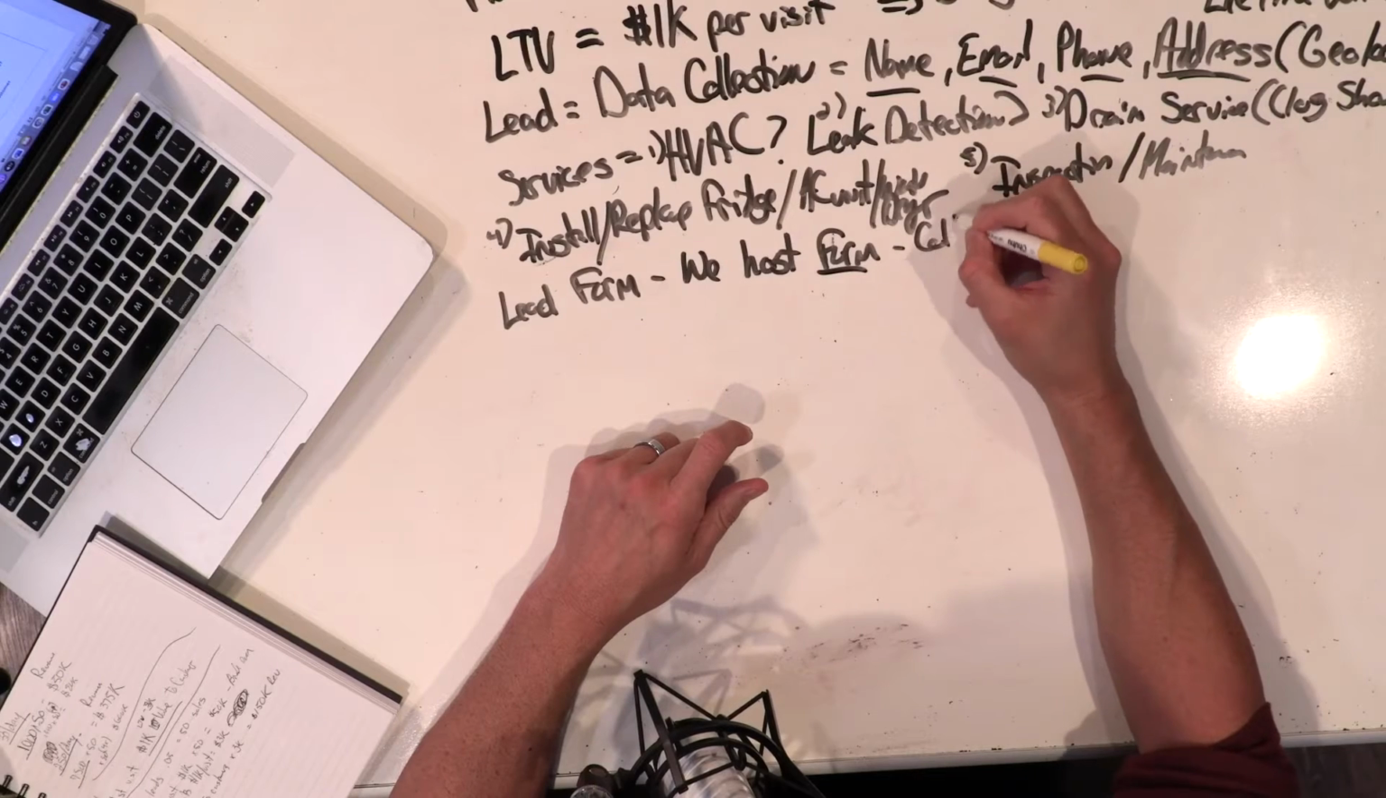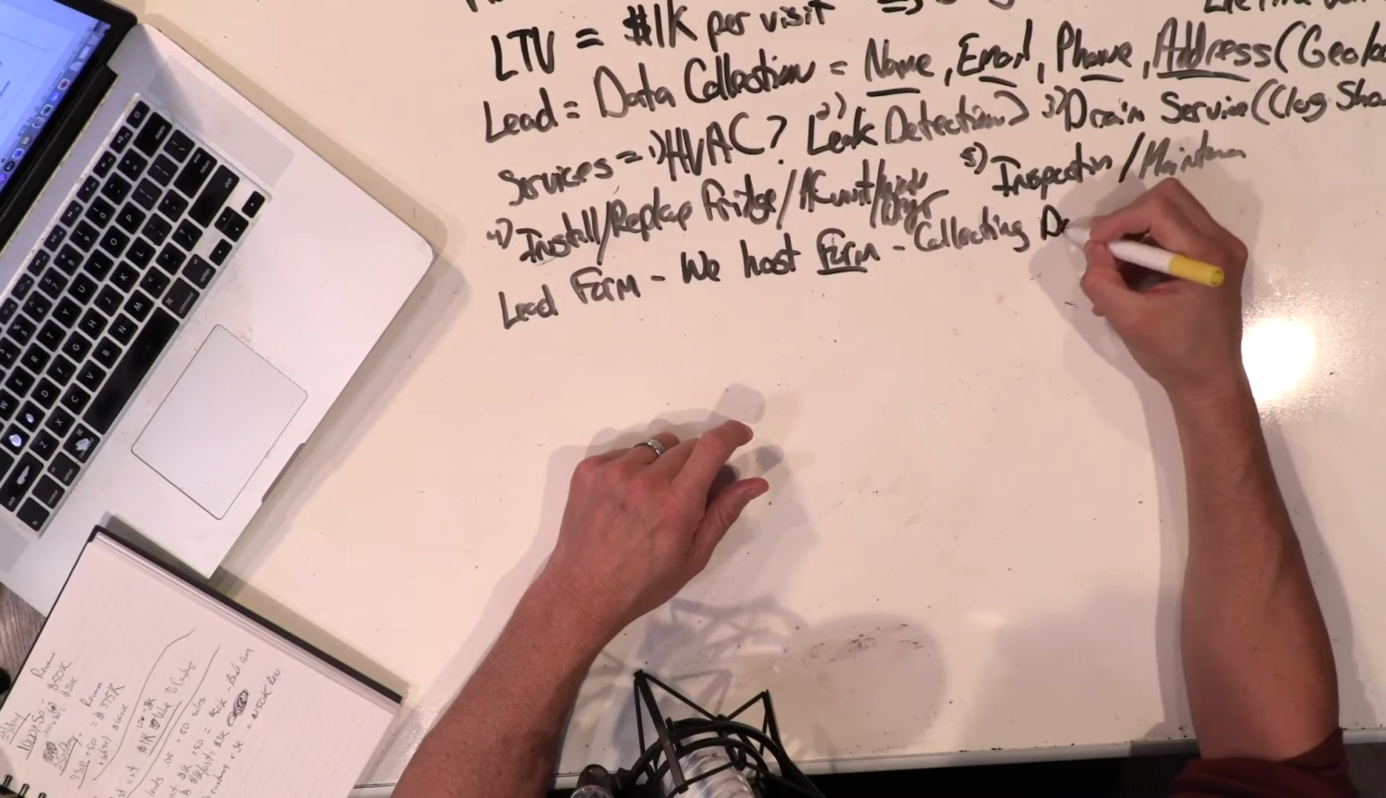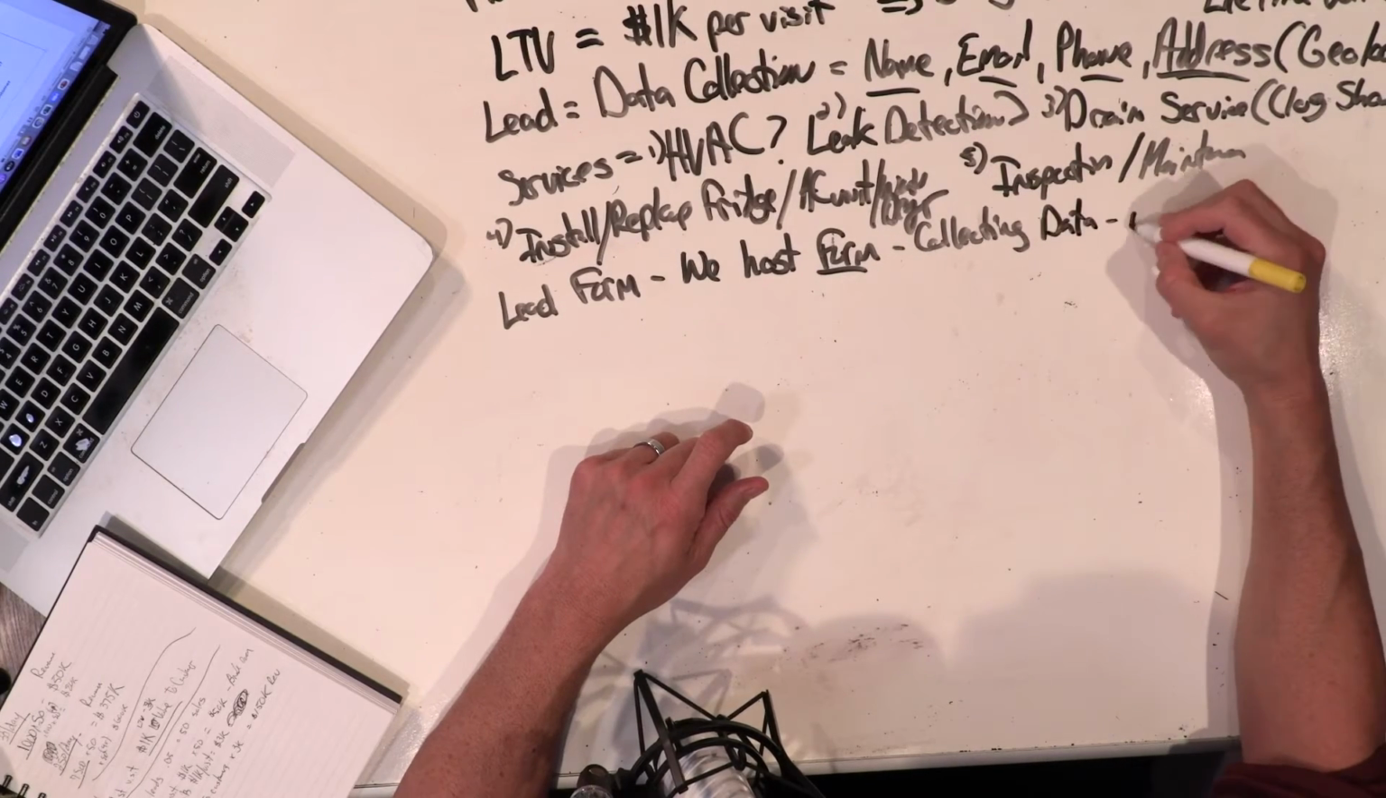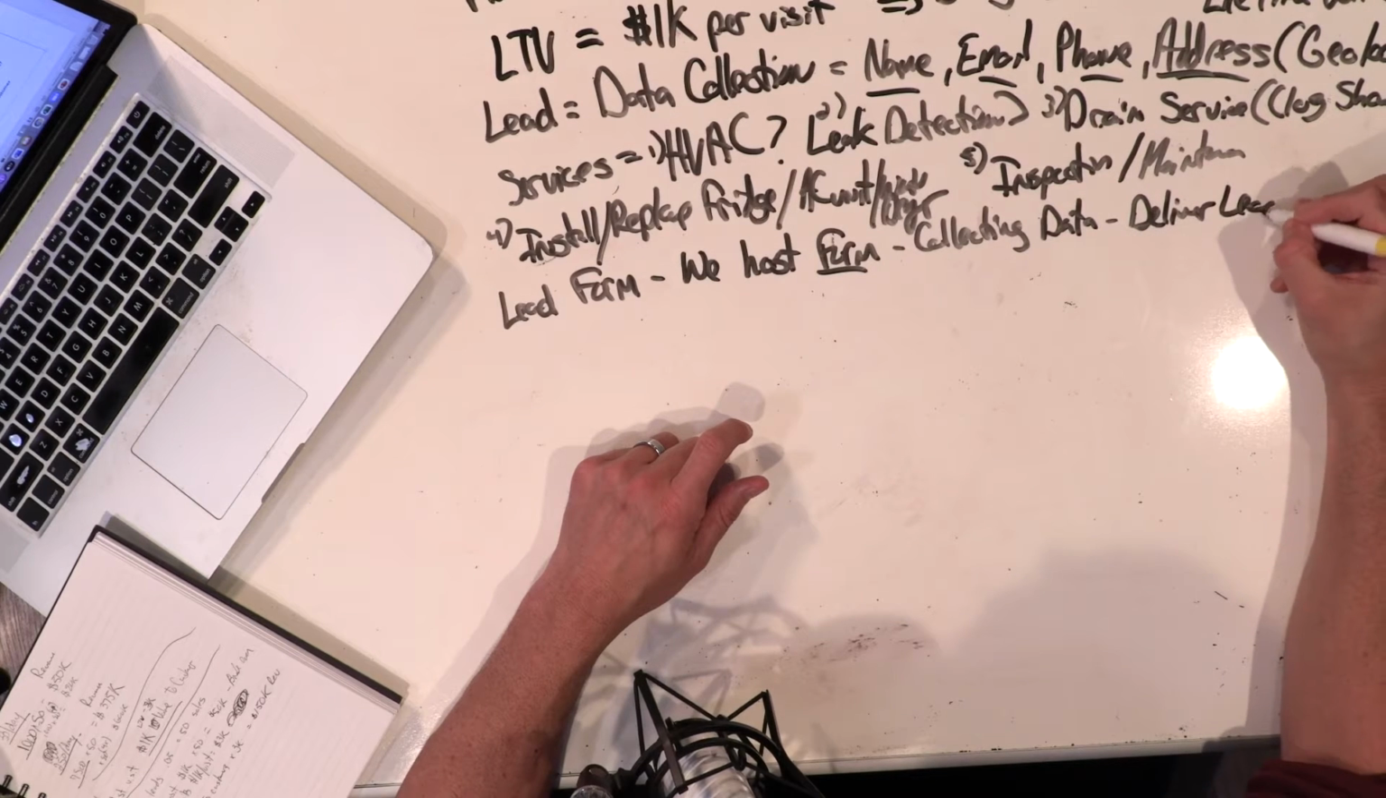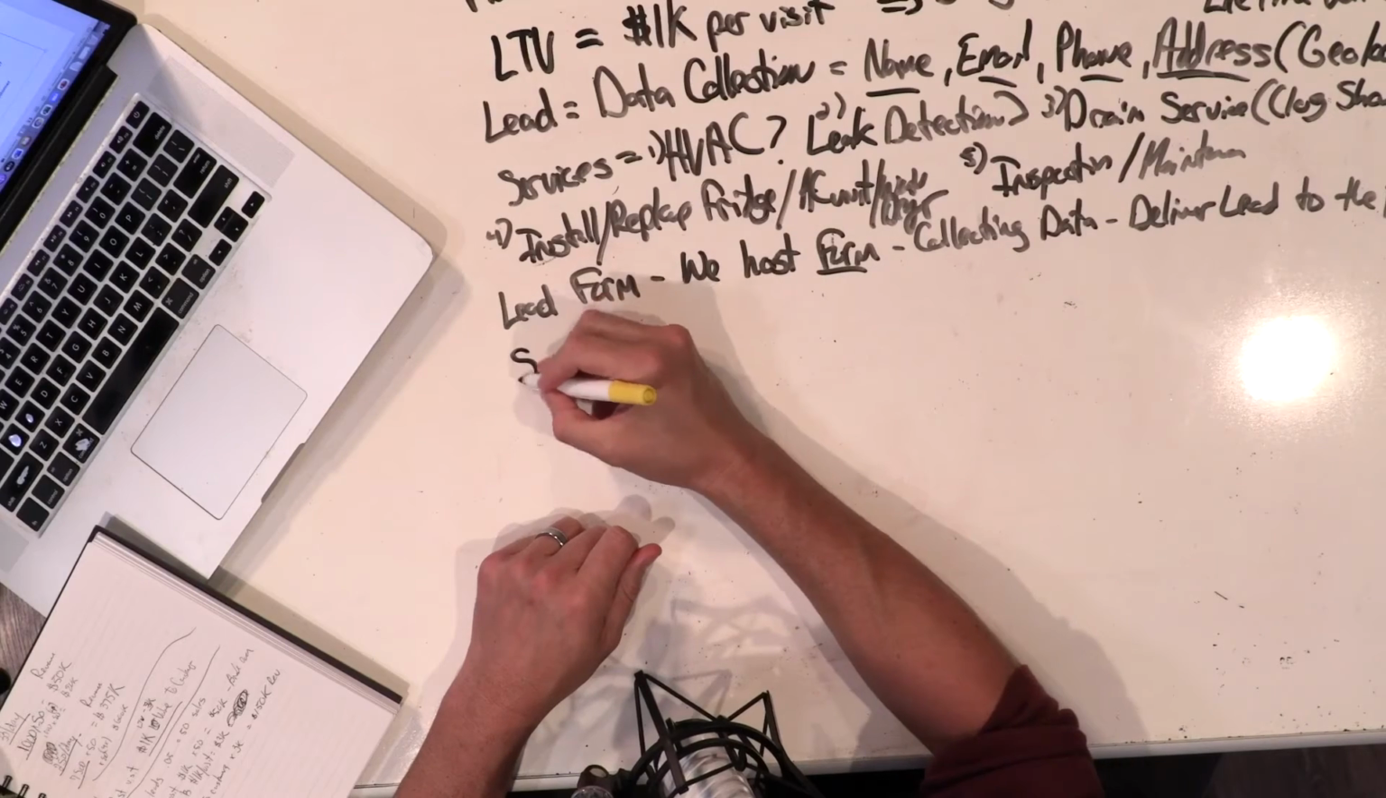So in this scenario, you're hosting the form. You're collecting the data. It's going into your database, and then you're gonna deliver the lead to the plumber. The way we're gonna be doing this is we need to understand what are they doing? What's the sales cycle? So we need to know what happens when we go and we capture this name, email, phone, address, we figure out what they want, what they're looking for. Well, then what happens?